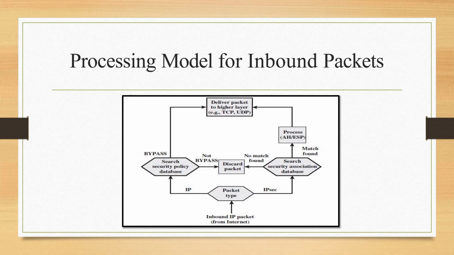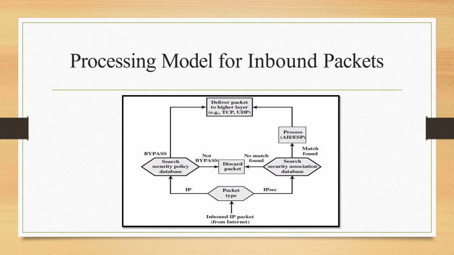IP security searches the SPD for a match to this packet. If no match is found, then the packet is discarded and an error message is generated. If a match is found, further processing is determined by the first matching entry in the SPD. If the policy for this packet is discard, then the packet is discarded. If the policy is bypass, then there is no further IP security processing. The packet is forwarded to the network for transmission.